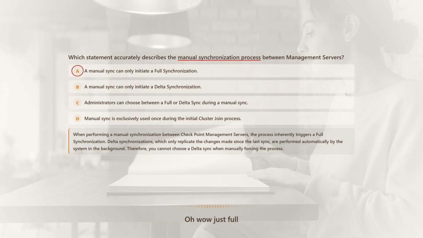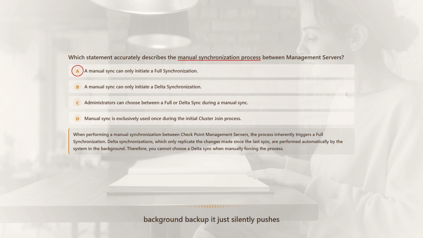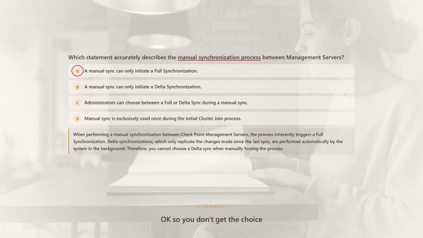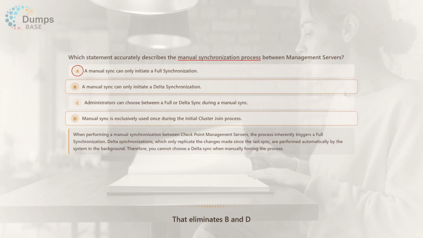Oh, wow. Just full. Yeah, just full. Think of a delta sync kind of like your phone's automatic background backup. It just silently pushes incremental changes overnight. Right, right. But a manual sync, that's like formatting your phone or restoring the entire device from scratch. Okay, so you don't get the choice. That eliminates B and D.